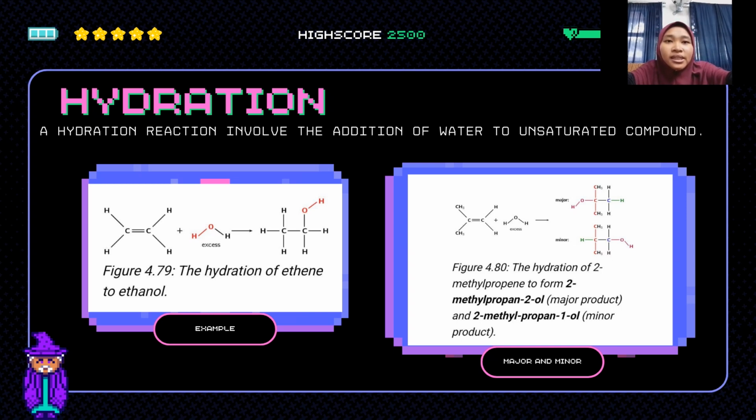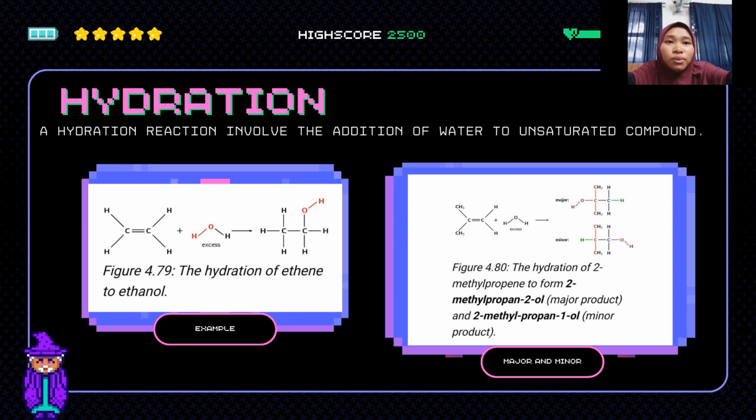So the next one is hydration. A hydration reaction involves the addition of water, which is H2O, to an unsaturated compound. This is one way of preparing alcohol from the corresponding alkene. So the example of hydration is ethene plus H2O. It will form ethanol.